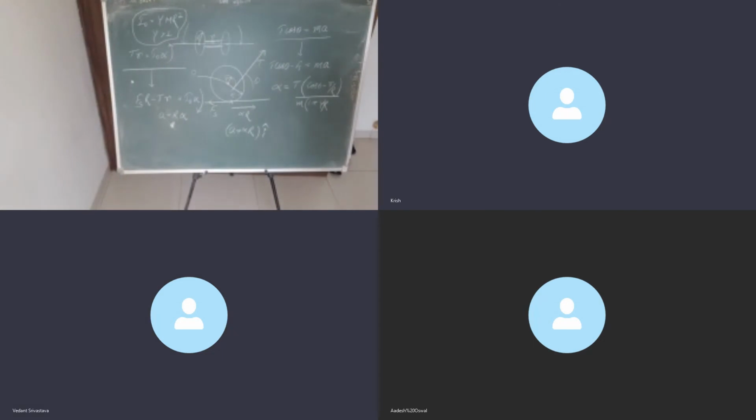So the answer is F into cos alpha minus small r by capital R, divided by m into 1 plus gamma. Is this R there in your calculation? Check.